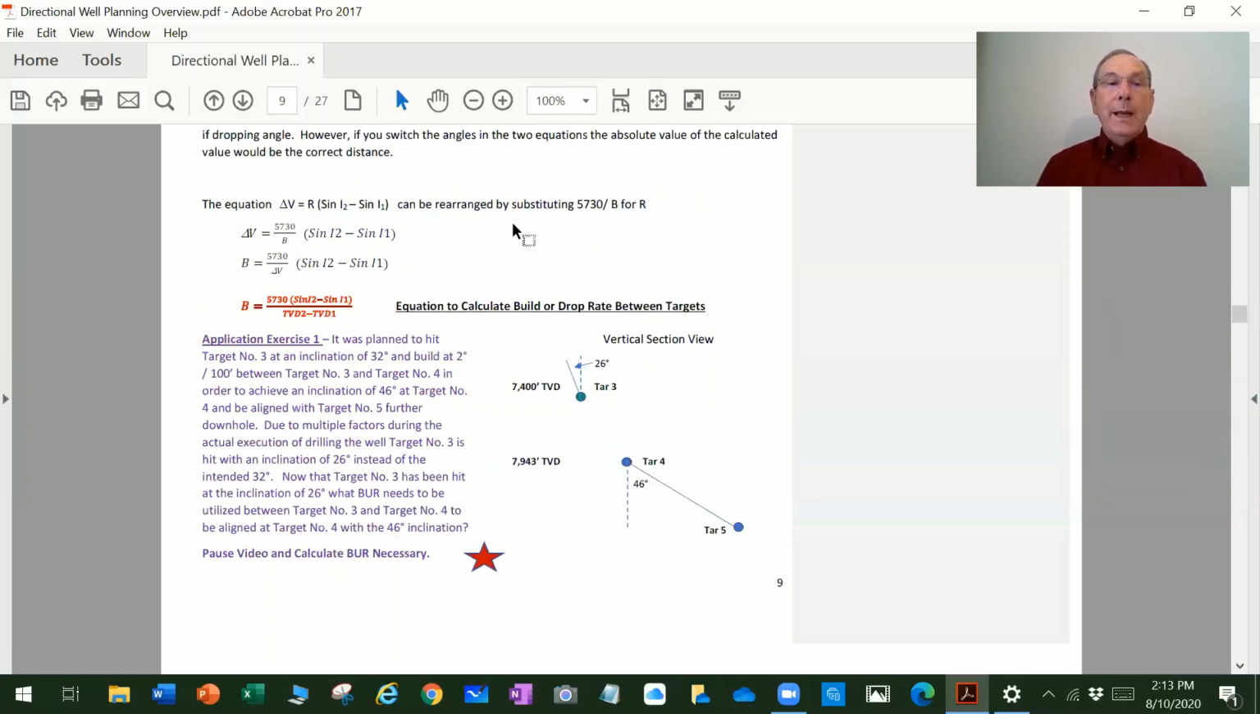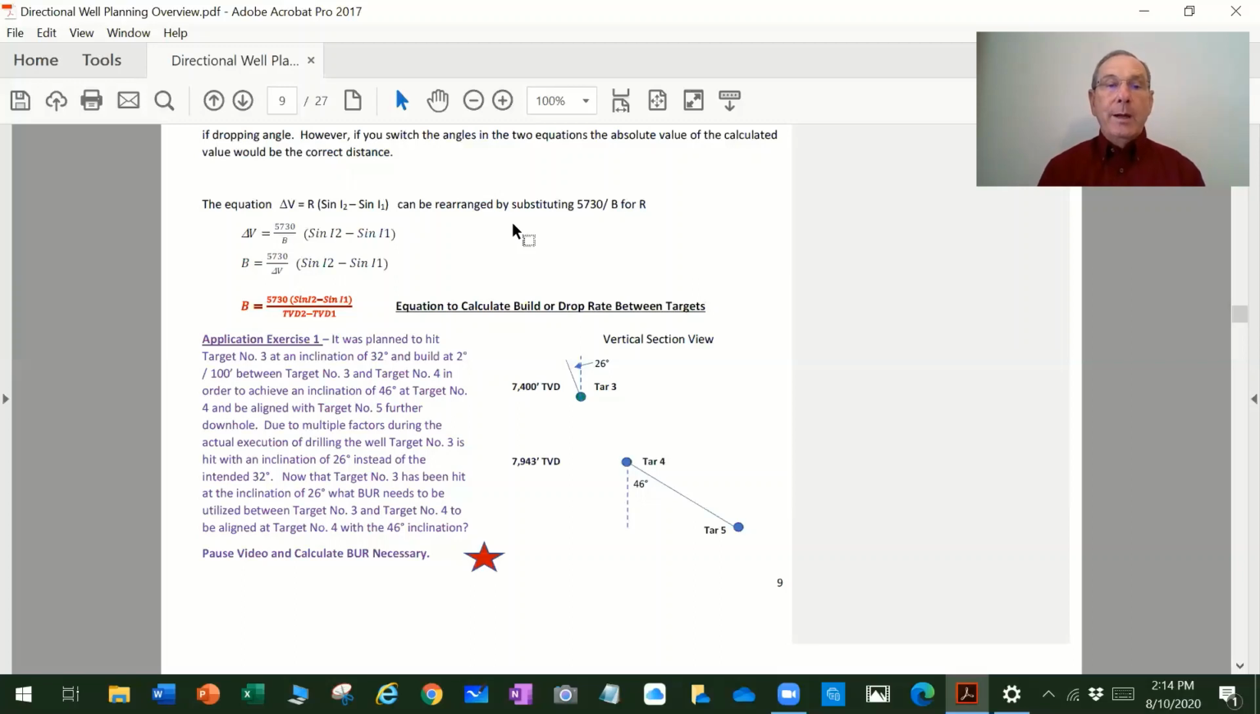So it's planned to hit target number 3 at an inclination of 32 degrees and build at a 2 degree per 100 feet build rate between target number 3 and target number 4, hitting target number 4 at a 46 degree inclination to go to target number 5 downhole. It says, due to multiple factors during the actual execution of the drilling of the well, target number 3 is hit with an inclination of 26 degrees instead of the intended 32 degrees.